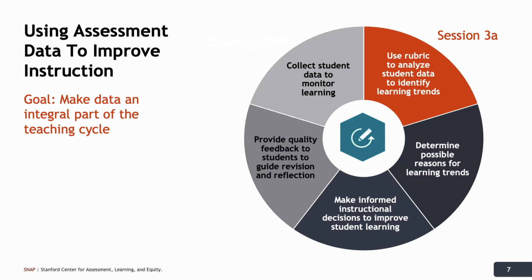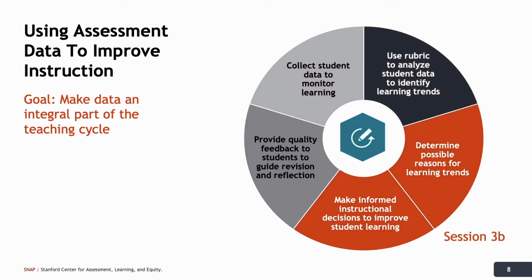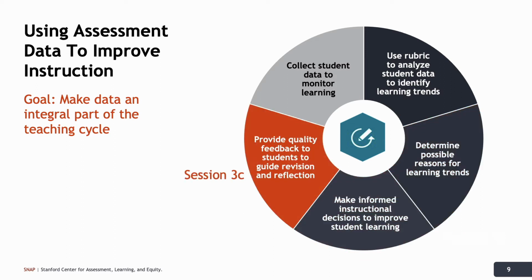Now we use your drafted rubric to analyze student data and to identify any learning trends we see. In Session 3B, we'll then use your expertise to consider what are some possible reasons for these learning trends. And we use these reasons to make really targeted instructional decisions to address some of these issues and improve student learning. And last but not least, we also want to make sure we're using the rubrics to provide quality feedback to students so they can revise their work and reflect on their own progress. We'll take you through this process in Session 3.